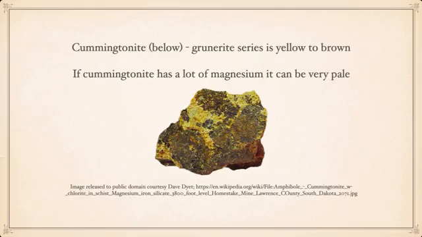Now, this is cummingtonite right there. The cummingtonite to grunerite series, a series being basically a group of chemically linked minerals, is yellow to brown. But if cummingtonite itself has a lot of magnesium in it, it is a very, very pale yellow-brown.